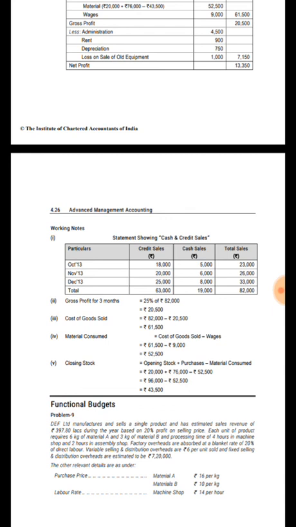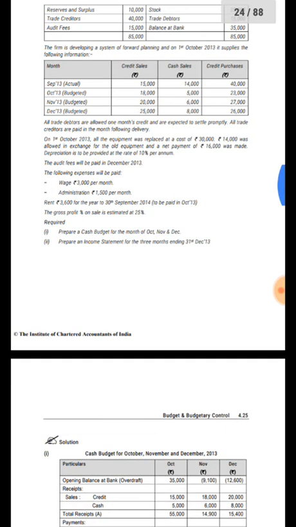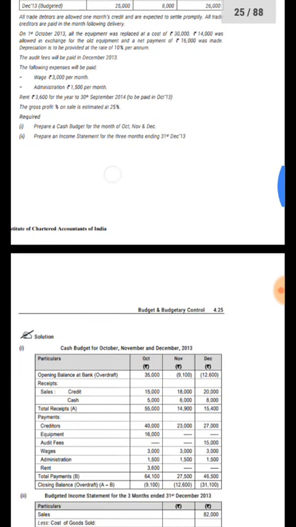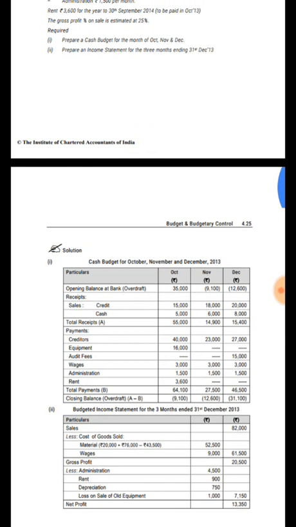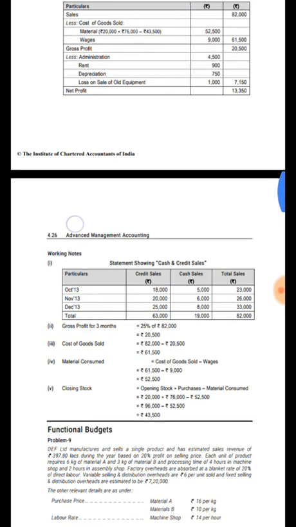That's it, 61,500. Now balancing will come later. Now we will make the cash budget first. So opening balance is given how much? 35,000 here. 35,000 is there, and sales, credit and cash. Credit is how much?